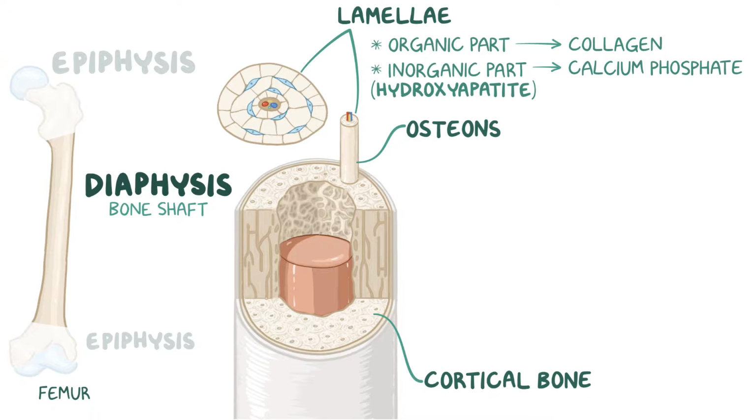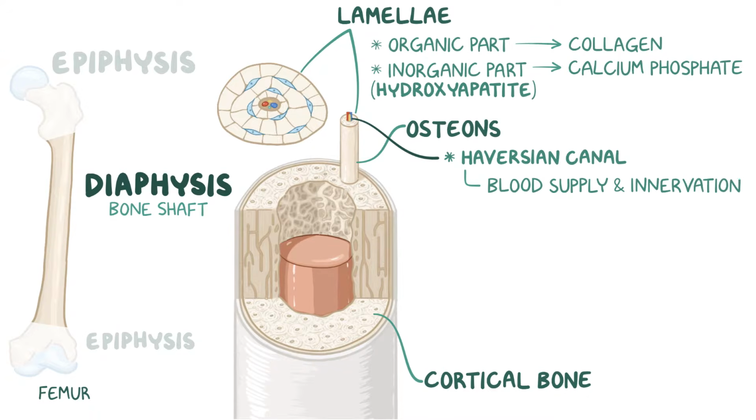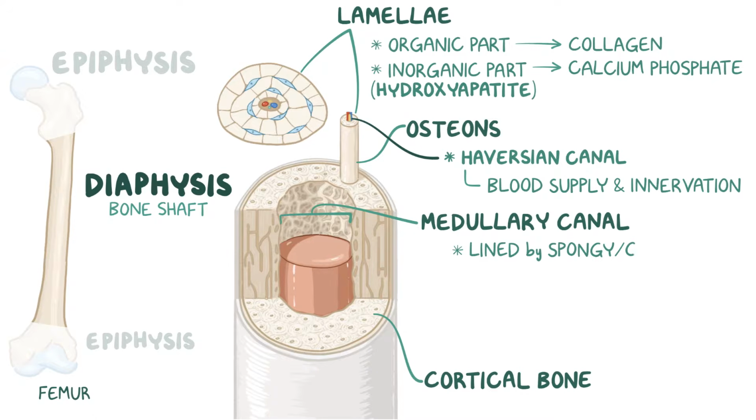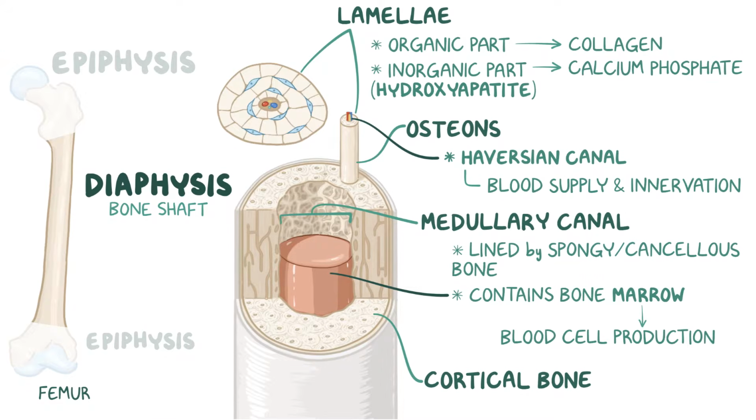In the center of each osteon is a Haversian canal, which contains the blood supply and innervation for the bone cells. In the center of the bone is the medullary canal, a hollow space lined by a honeycomb-looking structure called the spongy or cancellous bone. The medullary canal contains the bone marrow, which is the site of blood cell production.